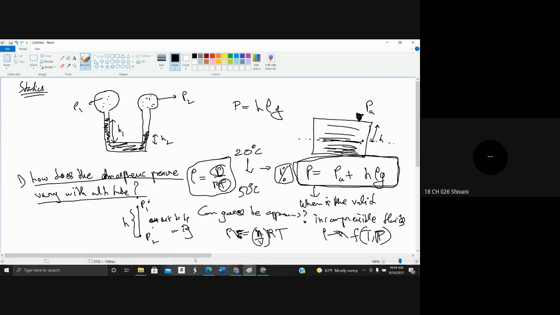Yes, Anna. Okay. So in this case, what will you consider air as? Will you consider it as an incompressible fluid or a compressible fluid? Incompressible. Compressible fluid. Okay, compressible. Okay.